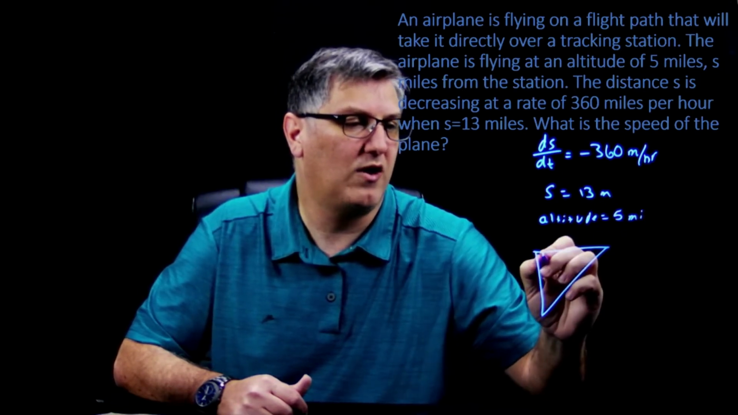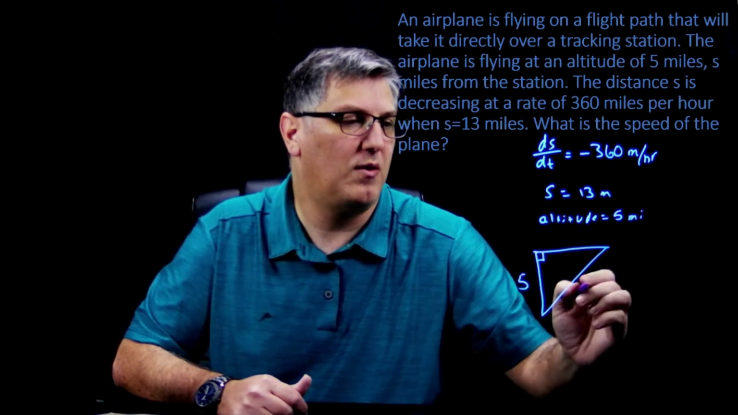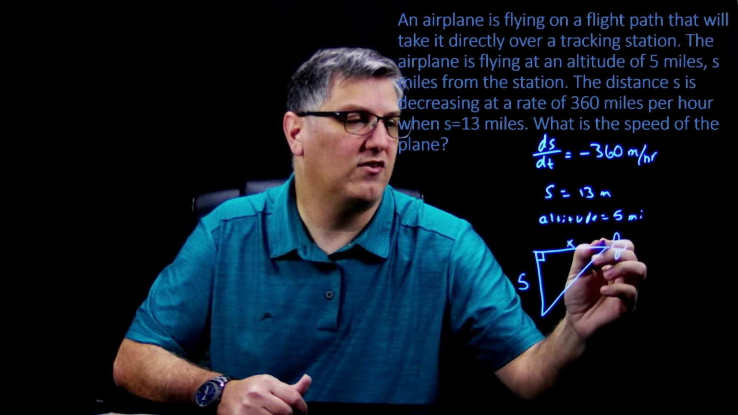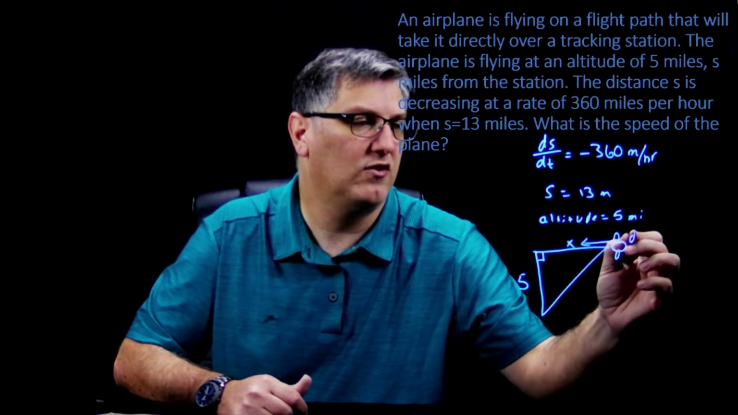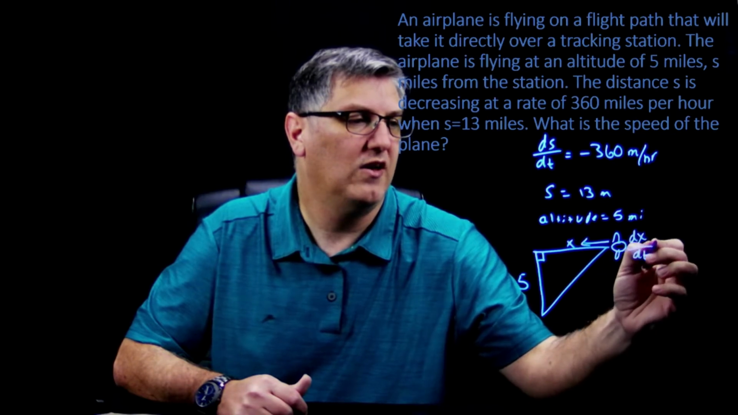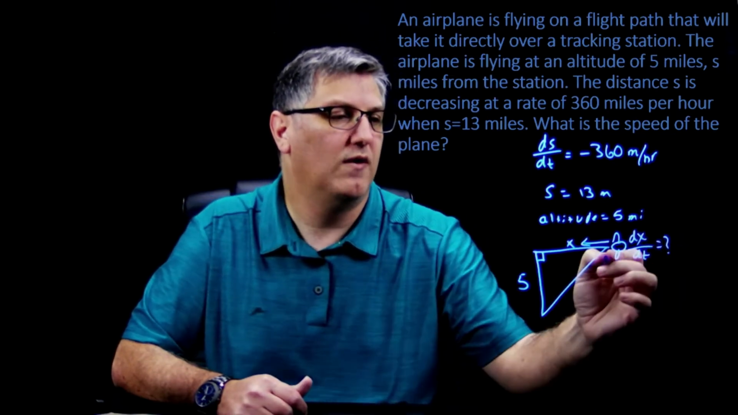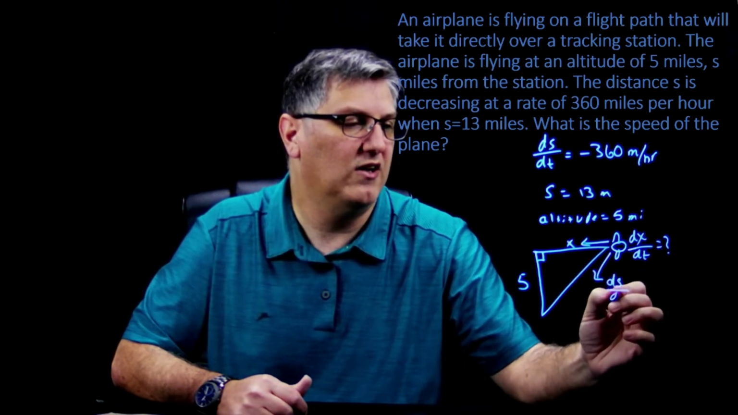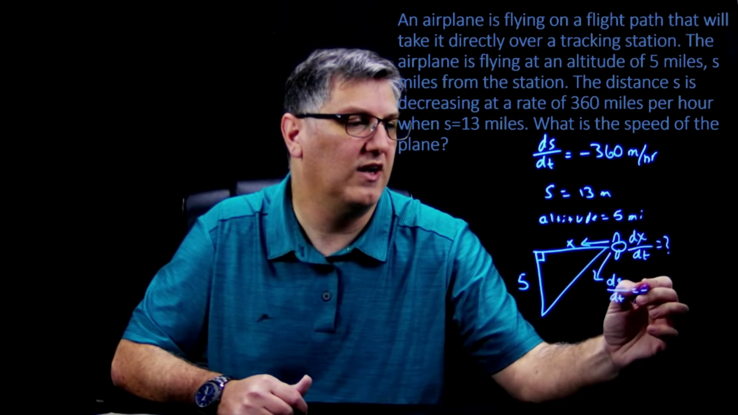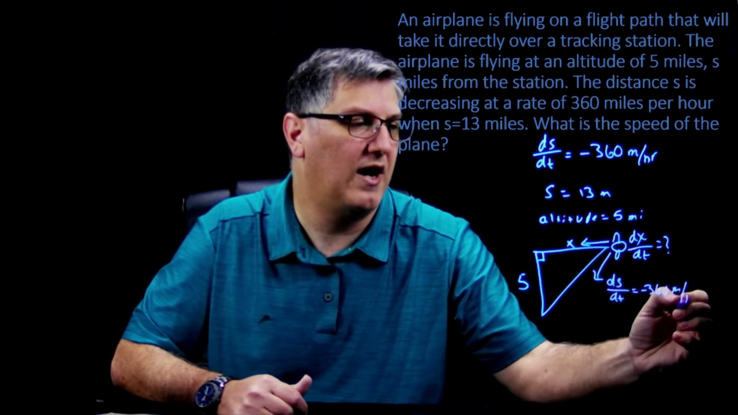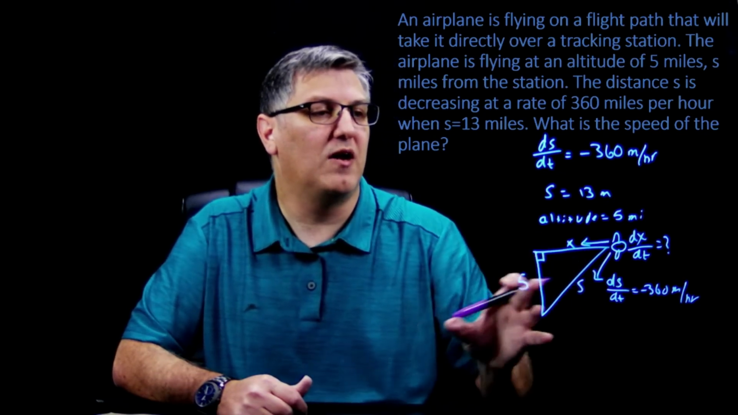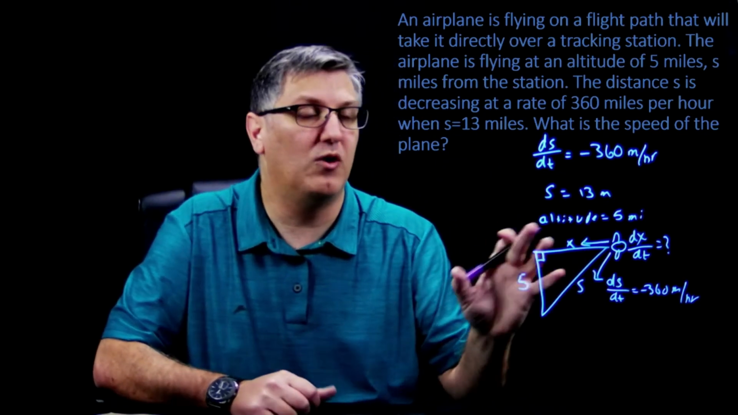It's going to be a right triangle. My altitude is 5 miles. I have a plane right here. Let's call this x. It's flying this way, so this is the dx/dt. And we don't know that. That's what we're looking for. It did give us a ds/dt, which is our negative 360 miles per hour, and then we have s here. So let's take this diagram and let's go ahead and figure out what dx/dt is.